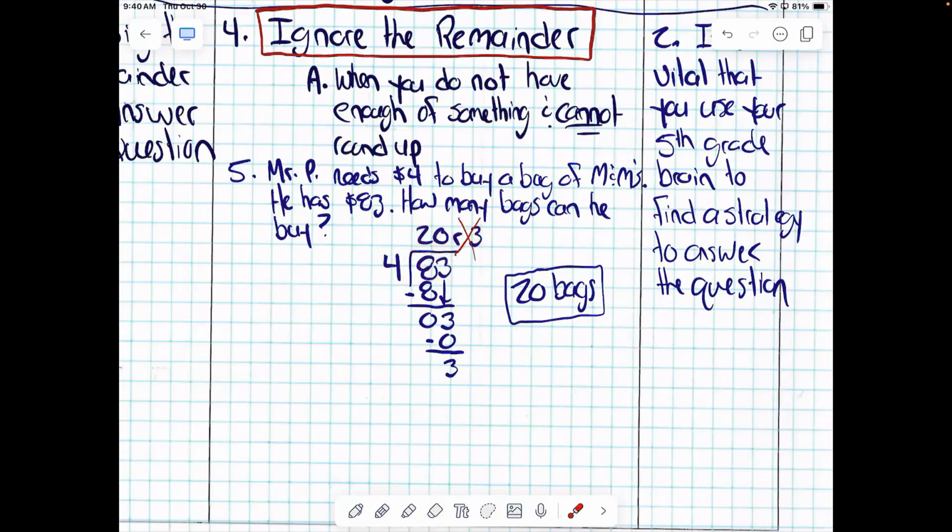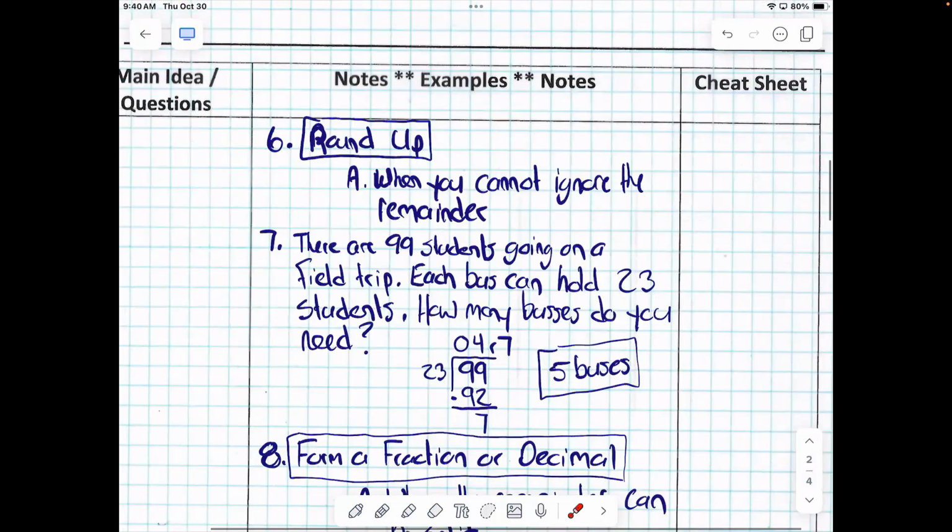Can I buy 20 remainder 3 M&M packs? No. I can only buy 20 because I had $3 left over, right? Yes. Is $3 enough to buy another pack of M&Ms? No. So my answer is 20. I ignore the remainder because it doesn't help me buy another pack, right? Yes.